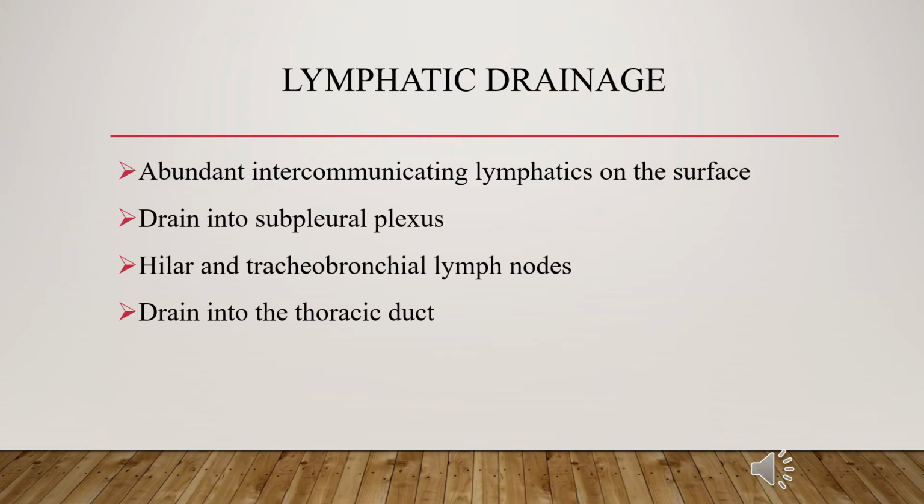The lymphatic drainage of the lungs. Abundant intercommunicating lymphatics are present on the surface of the lungs, which drain into the subpleural plexus. Also, hilar and tracheobronchial lymph nodes are present and they drain into the thoracic duct.